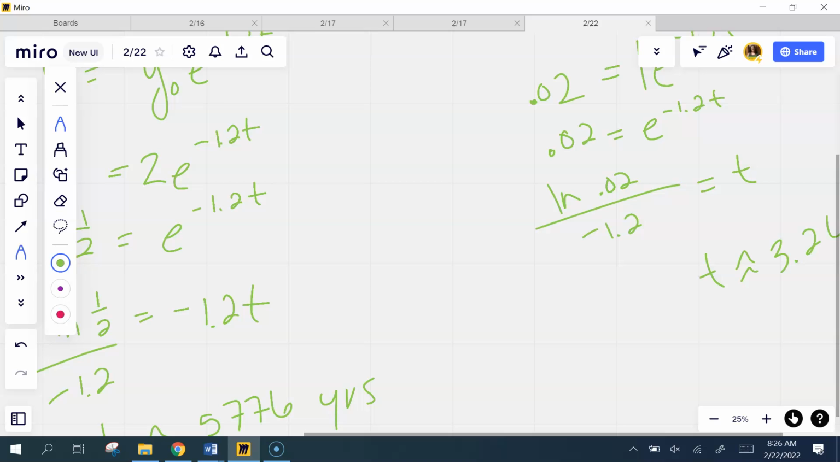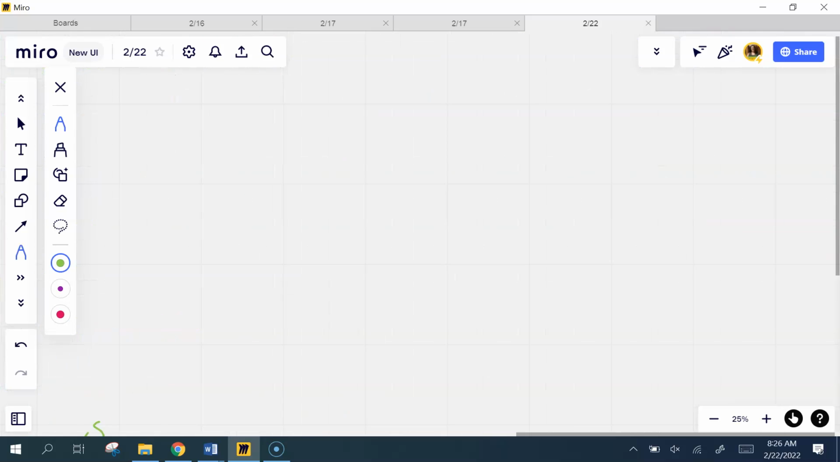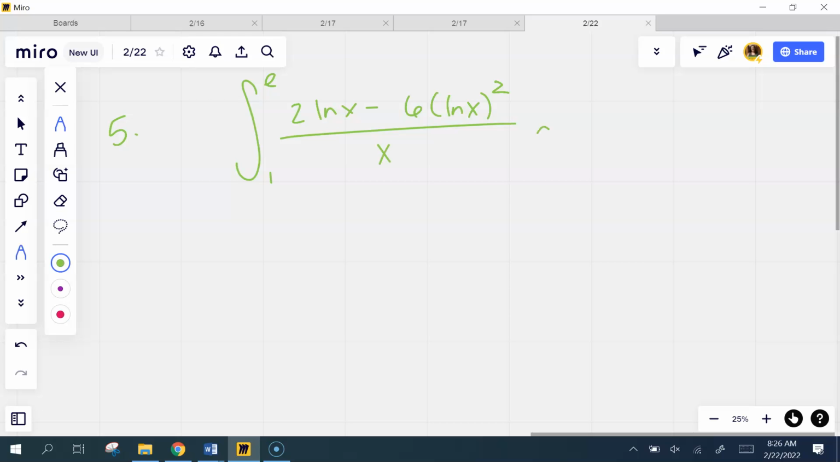Number 5. Non-calculator, yeah. The integral from 1 to e of 2 log x minus 6 log x. When I saw all these log x's, I immediately thought that's going to be my u. But if I just let log x be u, I would end up with 2u minus 6u squared over x. And I'm thinking, I don't know. So I split this into 2 fractions.